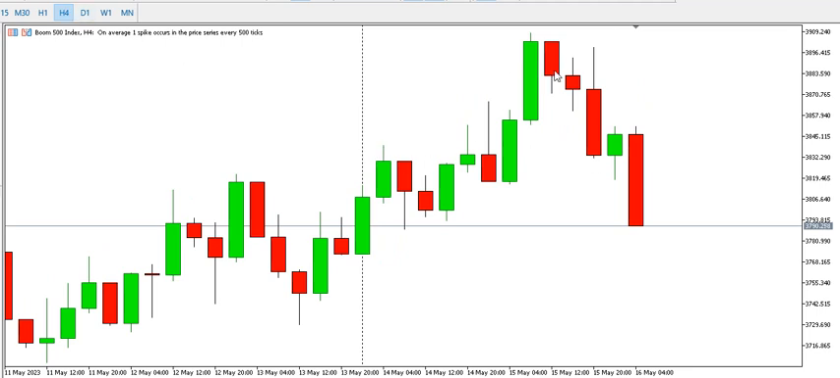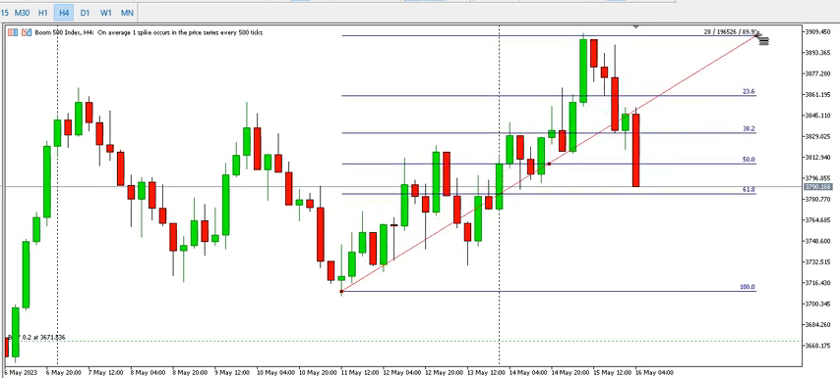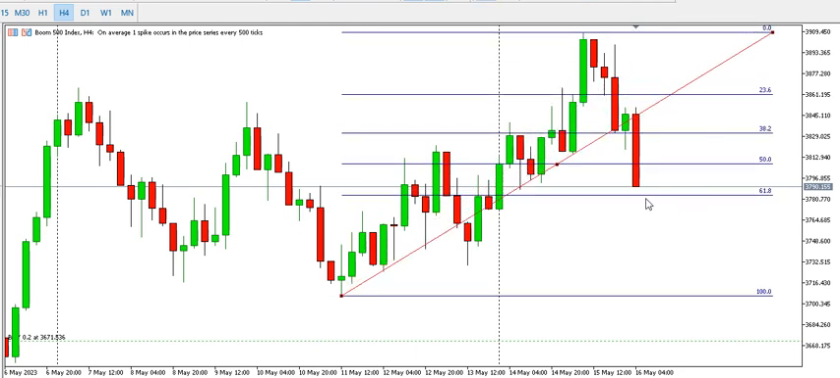Look at the 4-hour time frame, the candles are getting longer and price is dropping. Let's see how far price can drop on the 4-hour time frame using our Fibonacci tool. You can see it's dropped closer to the 61.8. A break of this 61.8, we might possibly see a drop to the 3700 area.